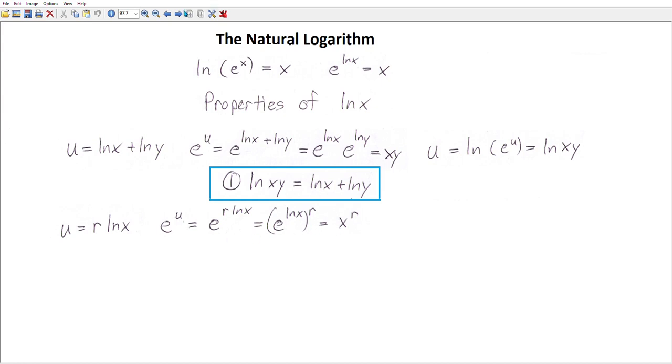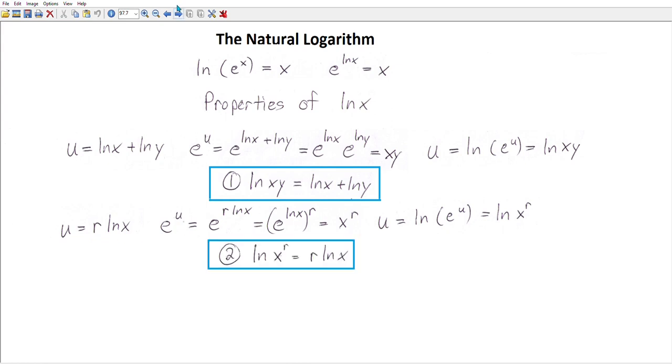We take the log of that expression. We get that u is the log of e to the u, is the log of x to the r. u is log x to the r. u is r log x. The two of them are equal. And that's property number 2. And this is a very useful property because taking the log means that we can get things that are up in the exponent down out of that. And that's useful for solving equations.